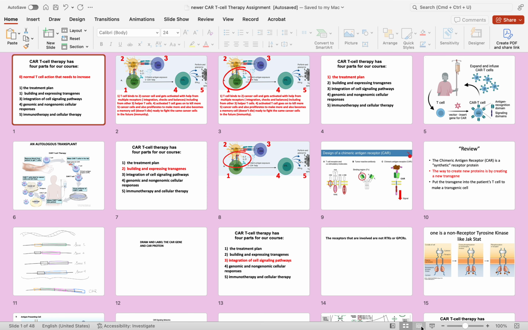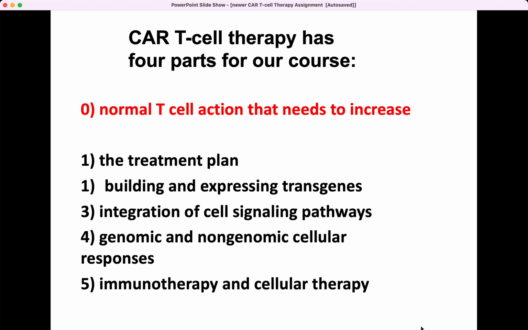CAR T cell therapy assignment. It's a drawing assignment. There are some drawings in here that I describe as we hit them. And so it's a type of cancer therapy we'll get into. It's used to treat blood cancers, so lymphomas, leukemias, melanomas, and it's being very successful. And we'll see that it has these parts.